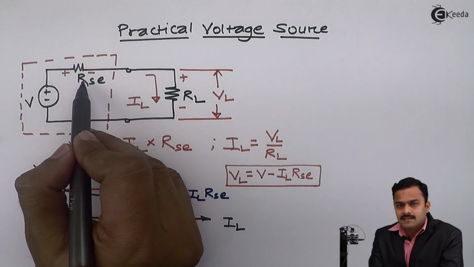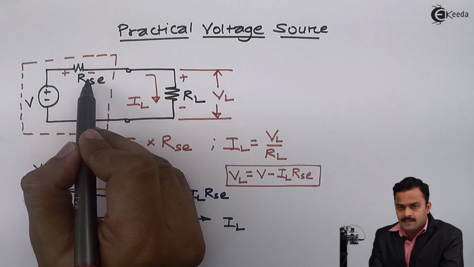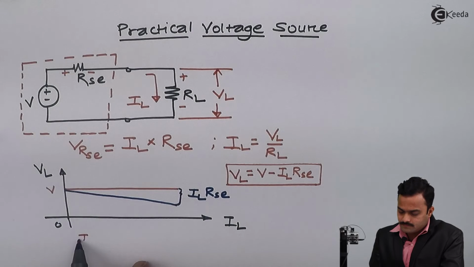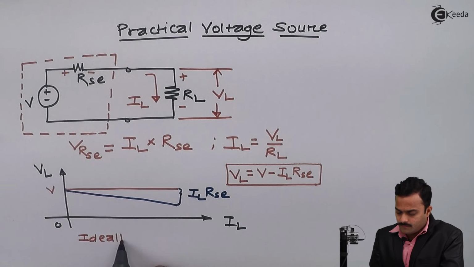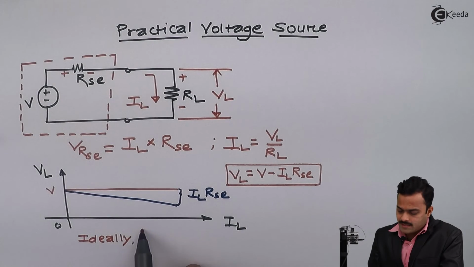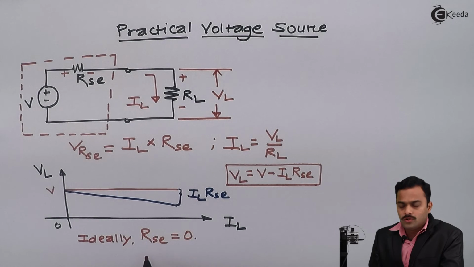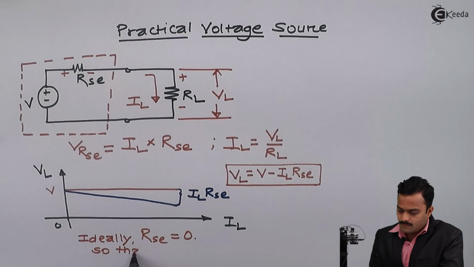So there is a small difference between an ideal voltage source and a practical voltage source, and that difference is this series resistor. So ideally this RSC should be 0, so that I can say VL is the same as V.